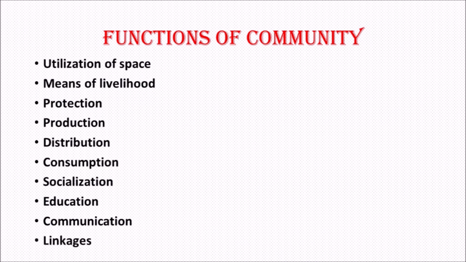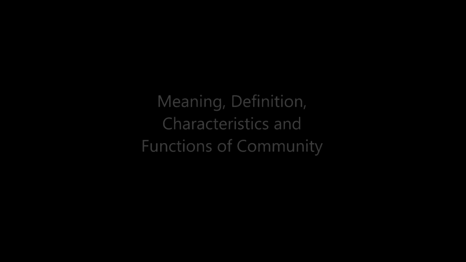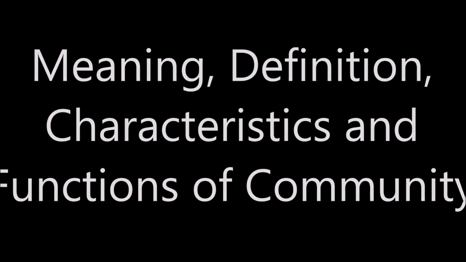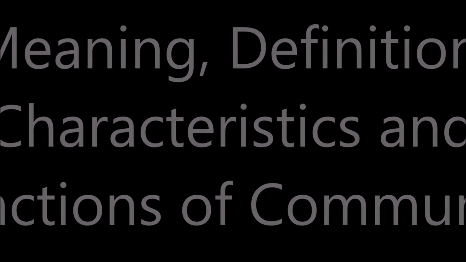Then linkages. The community helps to develop the linkages between institution to institution, society to society and social systems. Friends, this is about the functions of community, and in this session we have learned about meaning, definition, characteristics and functions of community. In the next session we will learn about types of community.